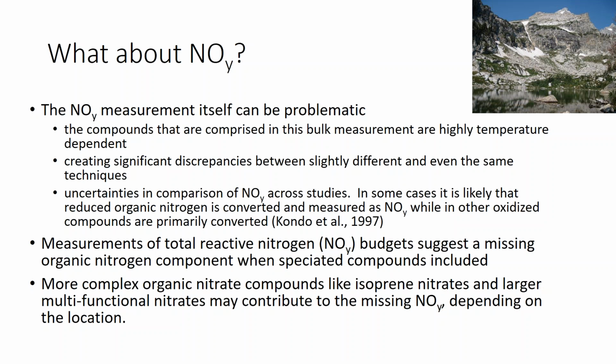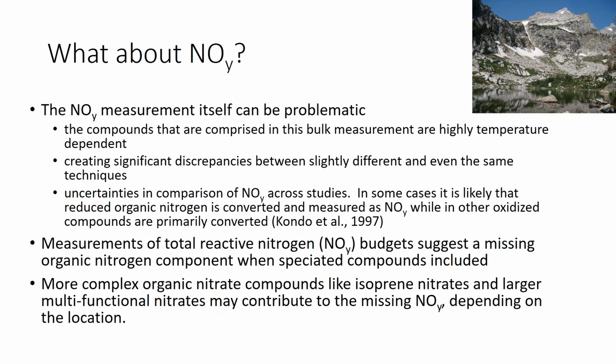And in some cases, while the goal is mostly to look at oxidized organic nitrogen, which is usually what we talk about when we think about NOy, people have seen that reduced organic nitrogen compounds can also be converted, even if that is not the goal, because the catalyst temperature was set incorrectly. So it's something to be aware of when we consider NOy measurements.